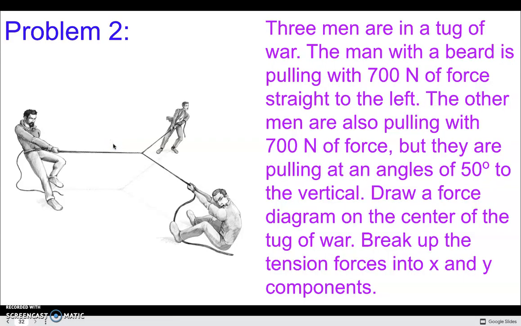Problem 2: 3 men are in a tug of war. The man with a beard is pulling with a 700 newton force straight to the left. The other men are also pulling with a 700 newton force, but they are pulling at angles of 50 degrees to the vertical. Draw a force diagram on the center of the tug of war and break the tension forces into x and y components. So we'll try going through these together as a class tomorrow. And then in our next lesson, we'll actually learn how to calculate the values of those x and y components.